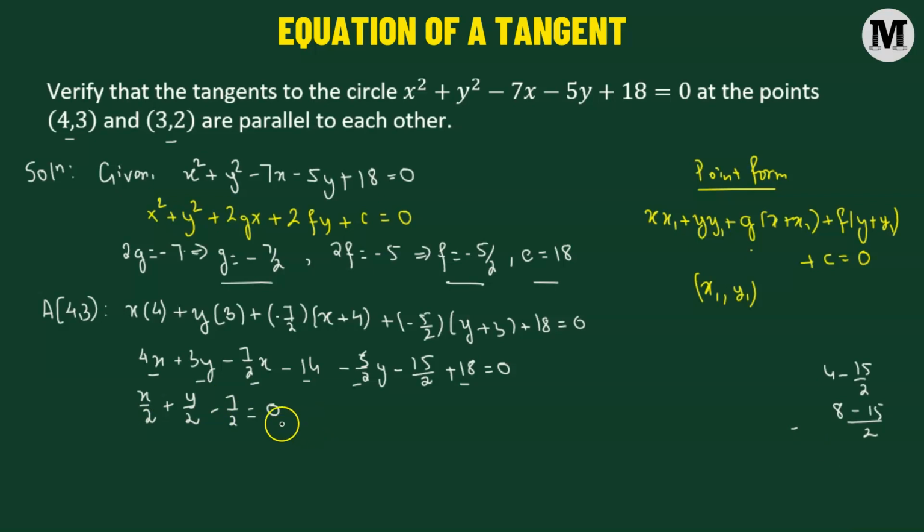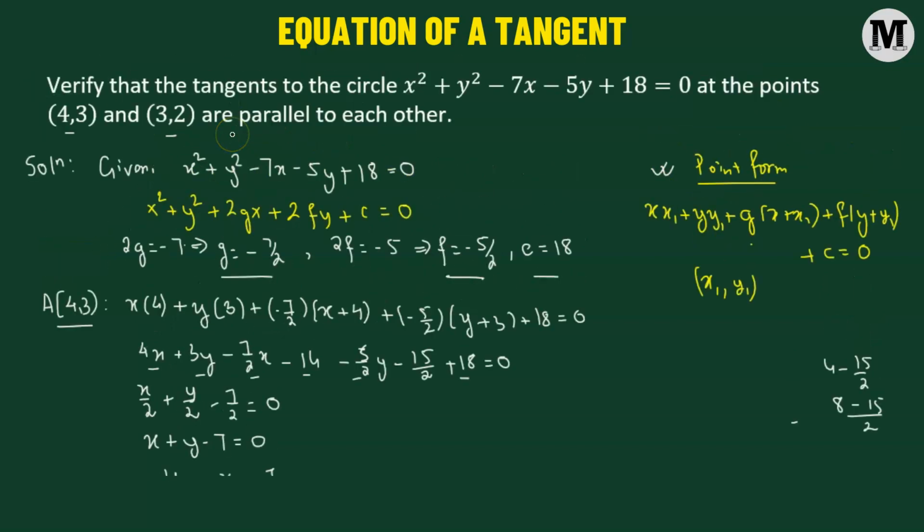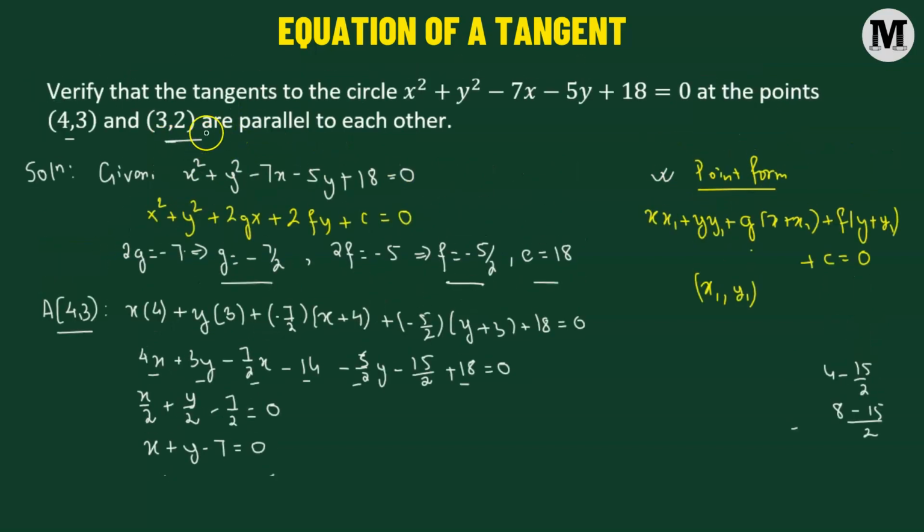So let's multiply throughout by 2 to get x plus y minus 7 equals 0. Then we can also express it as y equals negative x plus 7, which is the slope-intercept form. So the slope of this particular line is equal to negative 1, the coefficient of x. Now we'll use the point form to find the equation of the other tangent, which passes through the point (3, 2). So let's do that.